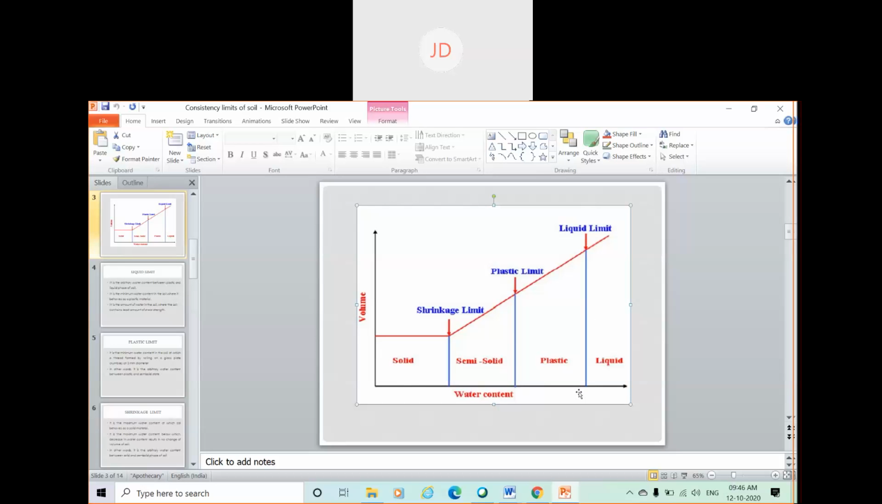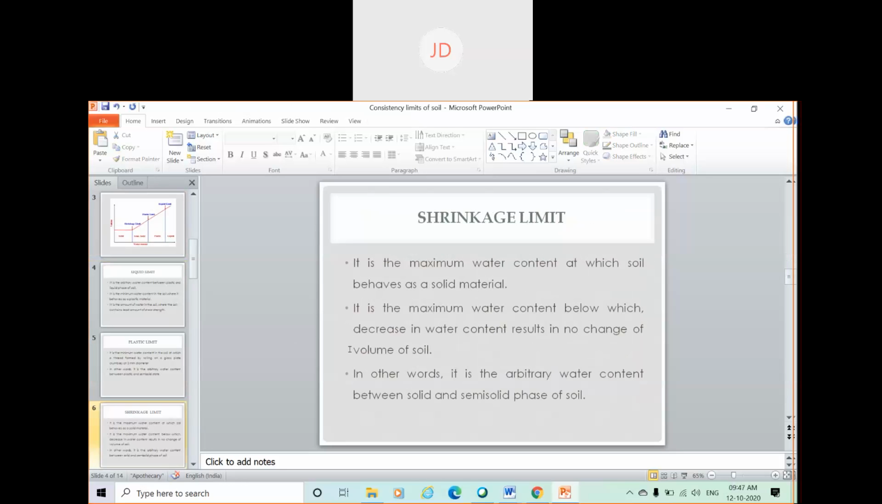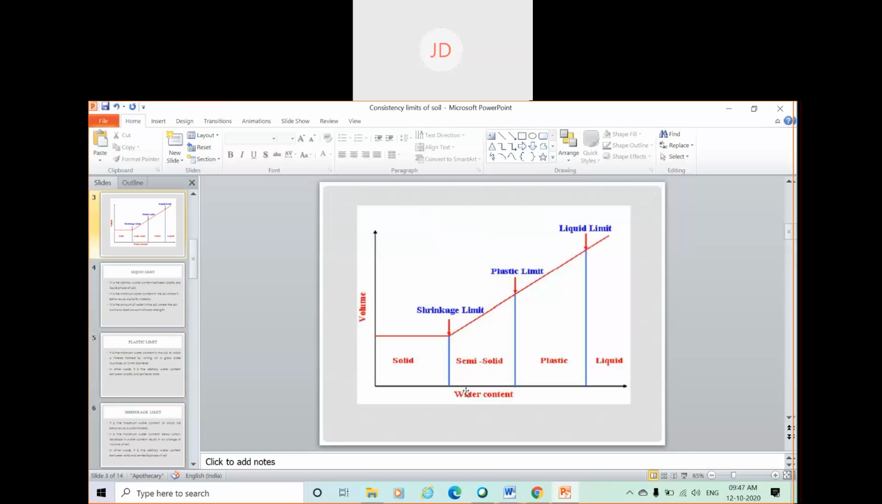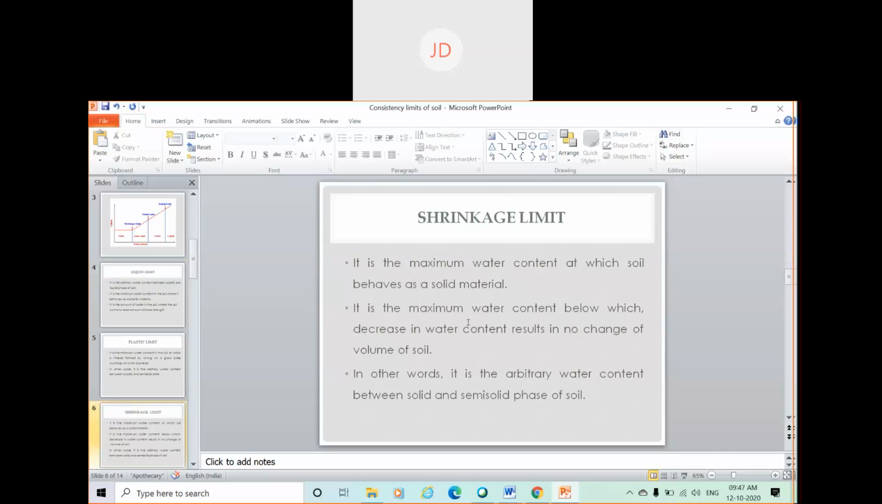Anyway, fine. So what is the shrinkage limit? By the second definition, it is the maximum water content below which a decrease in water content results in no change in volume of soil. I think this is understandable now, isn't it? So if you still decrease the water content, volume will not change. So this point is known as the shrinkage limit. Fine. It is the maximum water content at which soil behaves like a solid material. So it is all actually related to the third definition.